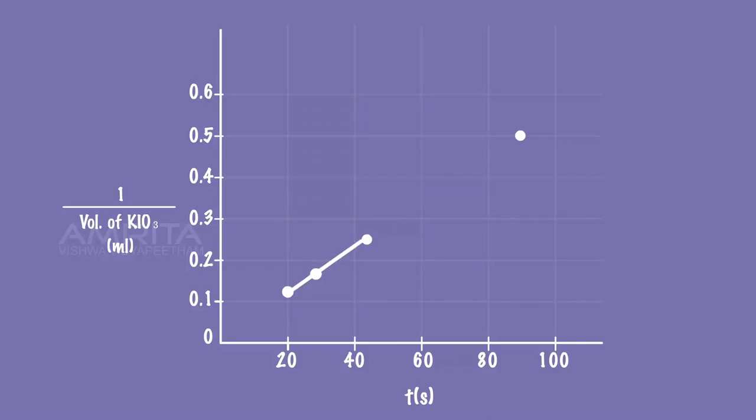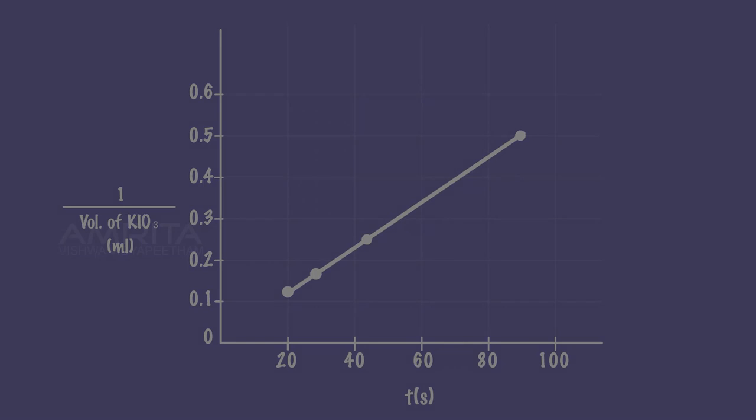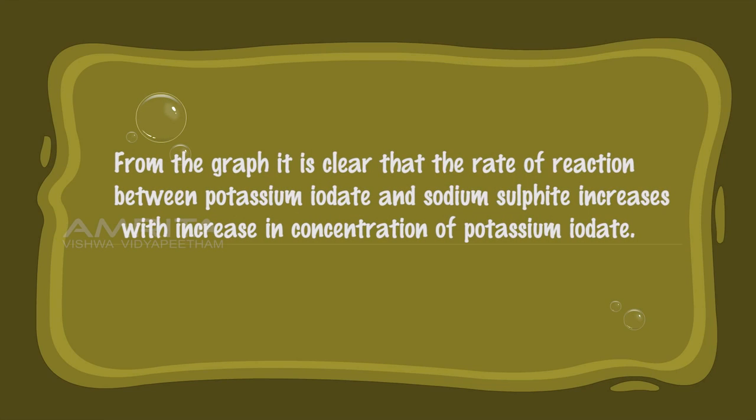Plot a graph between 1 by volume of potassium iodate against the time taken for the appearance of blue color, by taking 1 by volume of potassium iodate along ordinate and time along the abscissa. It should be a straight line. From the graph, it is clear that the rate of reaction between potassium iodate and sodium sulfite increases with increase in concentration of potassium iodate.